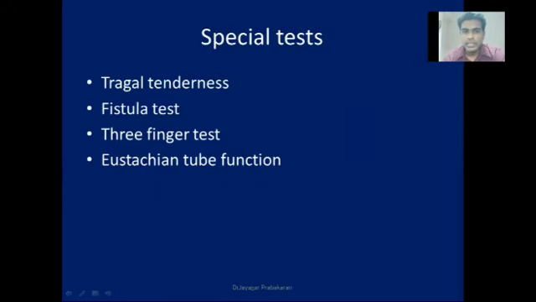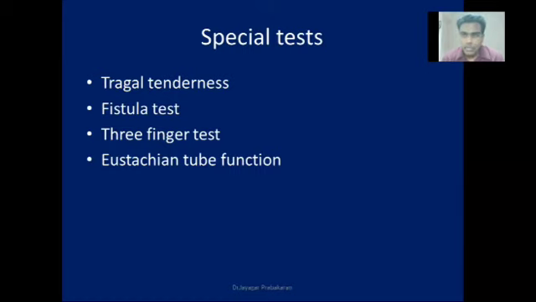The special tests, just for completion: you can ask, giving tragal pressure, if there is pain or not. Suppose there is tenderness when you press the tragus, it means otitis externa. There is some inflammation of the external auditory canal. It could be a furuncle also. What is a furuncle? It is a Staphylococcus aureus infection of the hair follicle.